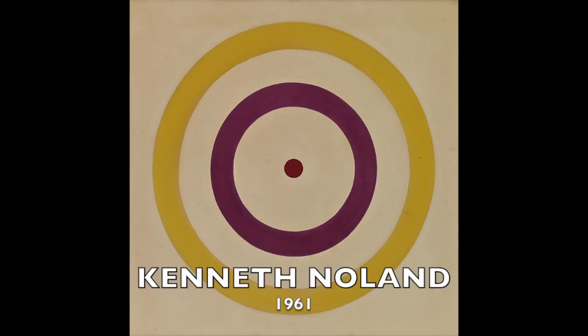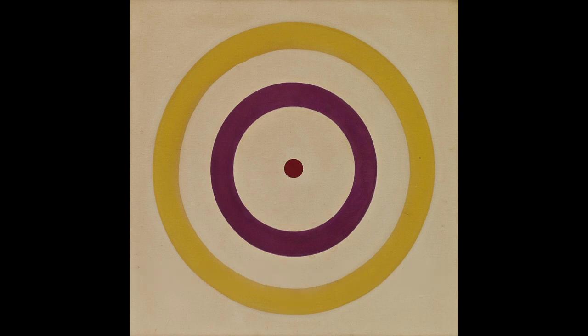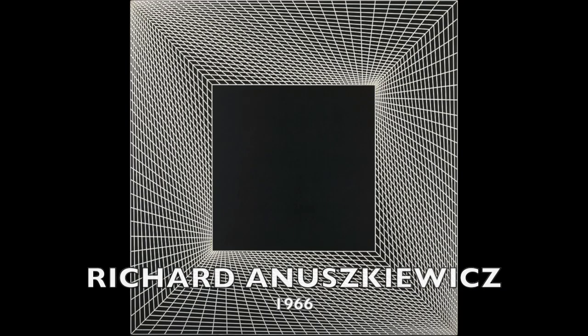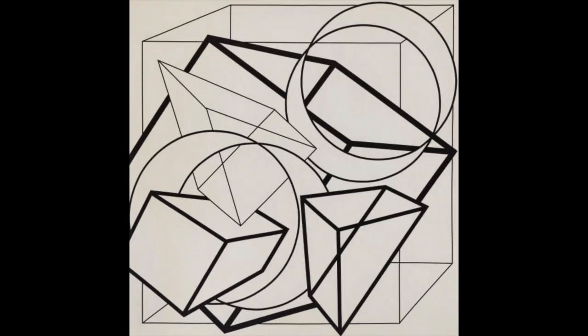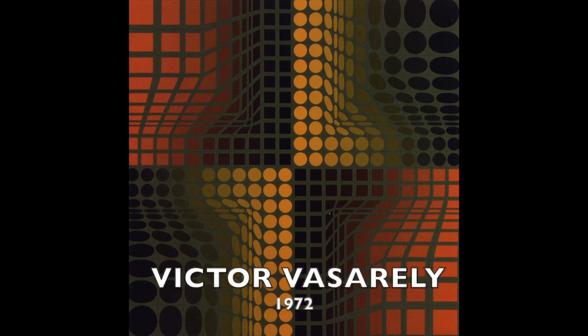Then in the 1960s and 70s, there was a full-fledged movement called geometric abstraction. The main artists who took part in this were Frank Stella, Kenneth Noland, Richard Anuszkiewicz, Ellsworth Kelly, Al Held, and Victor Vasarely.